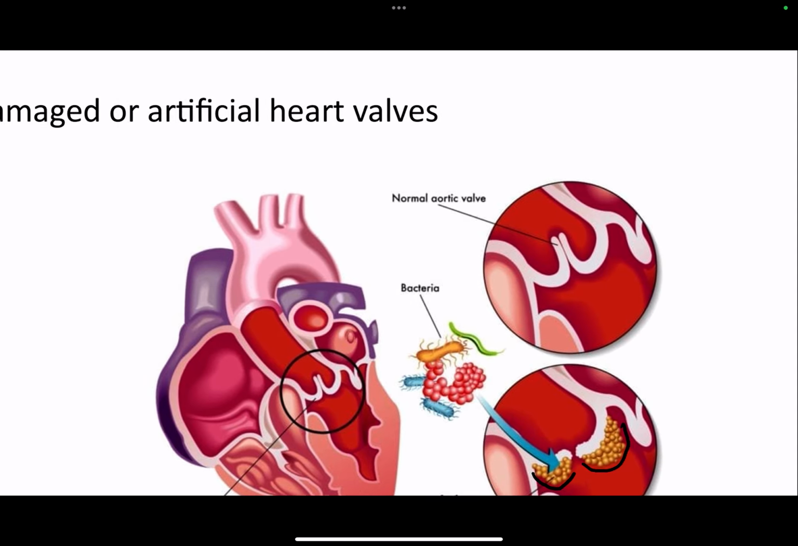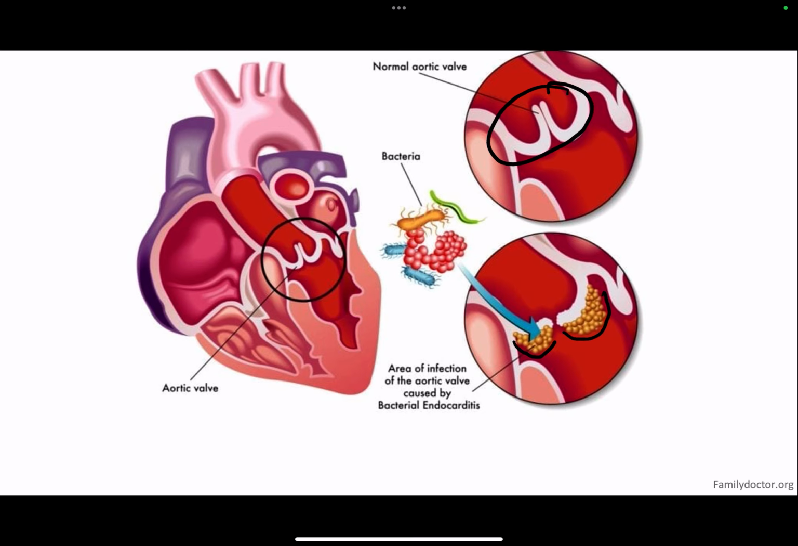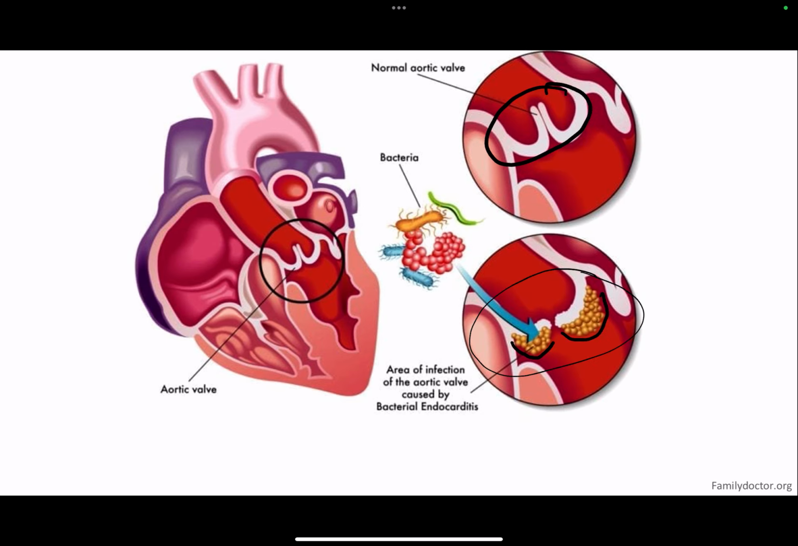So you can see here's a normal aortic valve with no infection, and then here is the aortic valve with endocarditis, with the bacterial infection. So you can see how these valves come together versus when there's an infection or growth on it, then you have this space in between. So what's going to happen is that when the heart tries to pump blood out through the aorta, blood is now going to backflow and go back into the left ventricle where it came from, which means that the heart's going to have to work harder to keep getting that blood out that keeps backflowing.